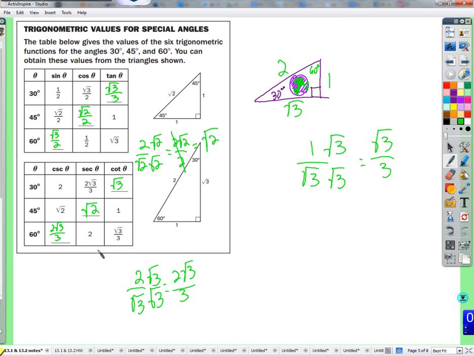So 30, 45, and 60 are just three common angles that we use a lot, and it's going to become part of your memory what the sine, cosine, and tangent of 30, 45, 60, 0, and 90 degrees are.